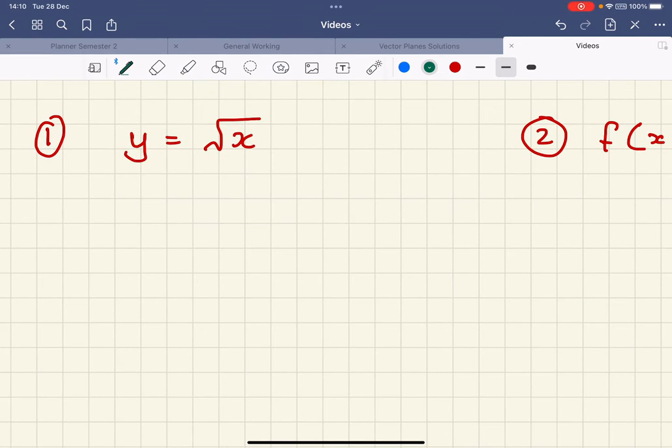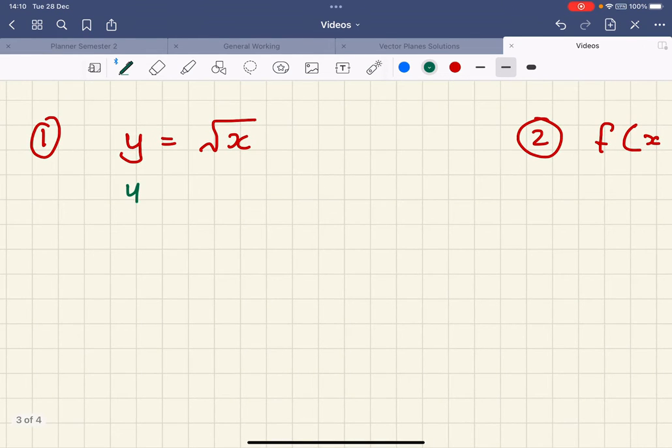So before I differentiate, I'm just going to rearrange this, and I need to know something about indices or powers, that the square root can be written as the power of a half. Now, as soon as I know that, it becomes quite straightforward to differentiate, because I can go dy by dx.